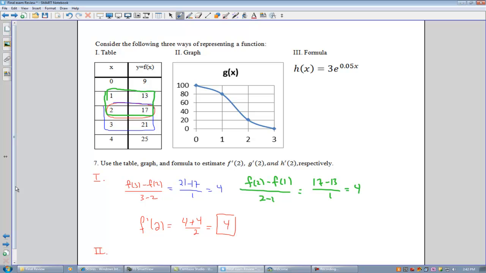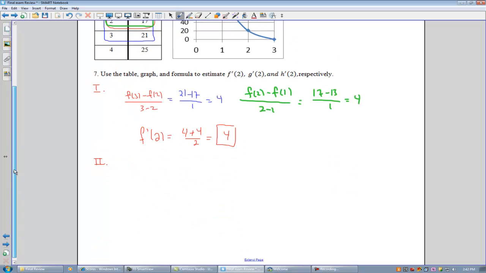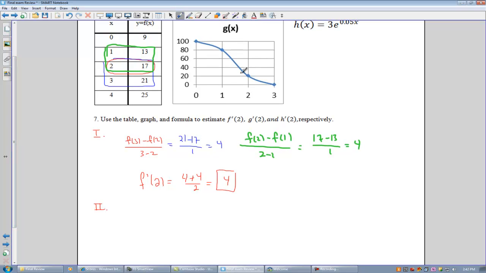So in number 2, what do I have? Let's extend this a bit. So in number 2, again, where am I looking? I want to find g prime of 2, so that's right here. And the idea is I want to figure out what's the rate of change of g at that point.